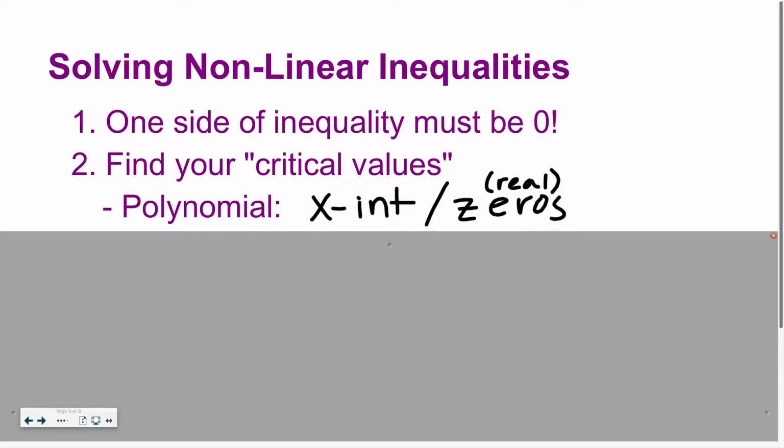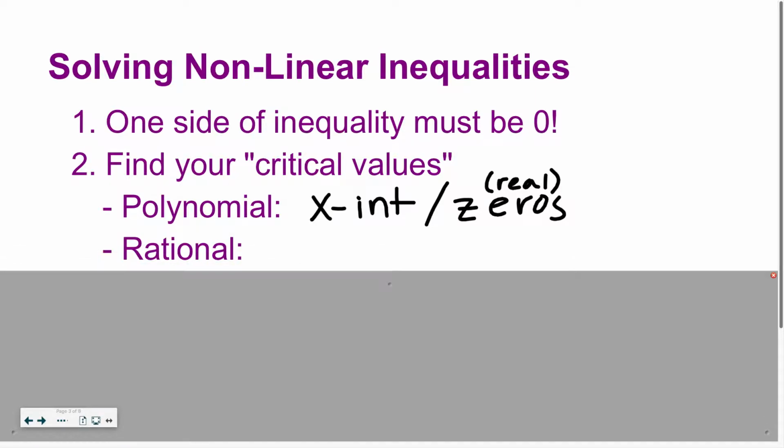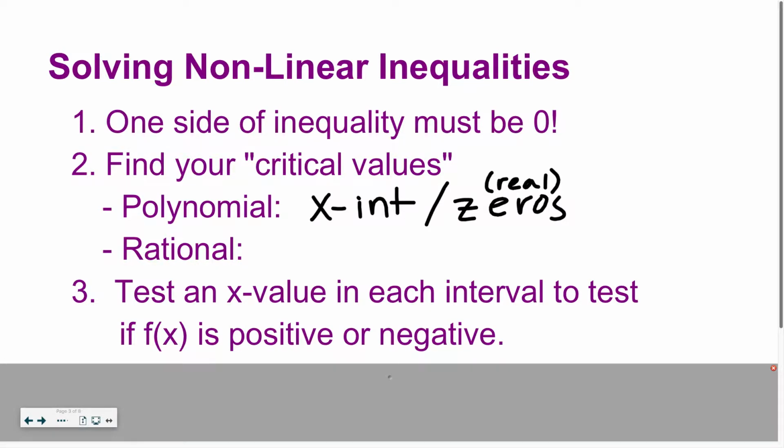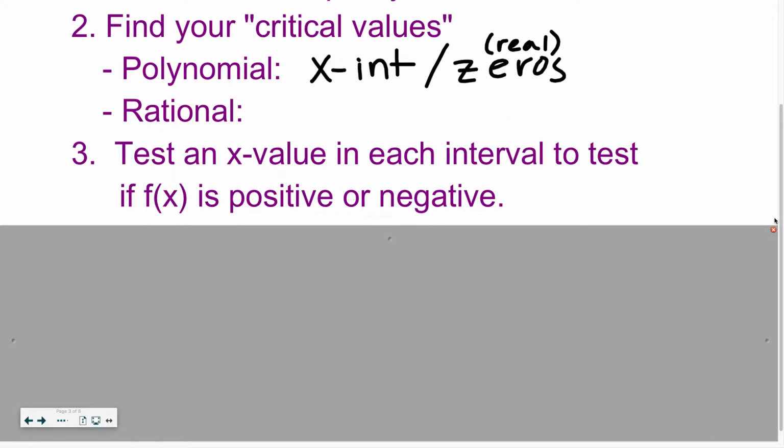Now, below that, I say leave a line, because we're going to do rationals after we do a polynomial example. So, what are the critical values? Are they the same, or are they different for a rational function? And then here's step 3. Step 3 says, test an x value in each interval to test if f of x is positive or negative.